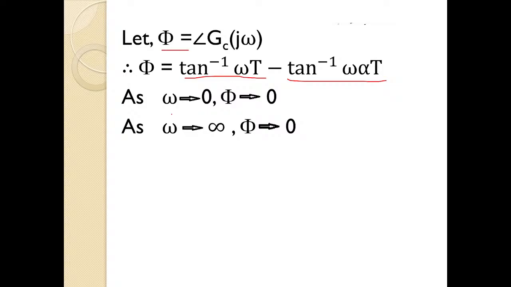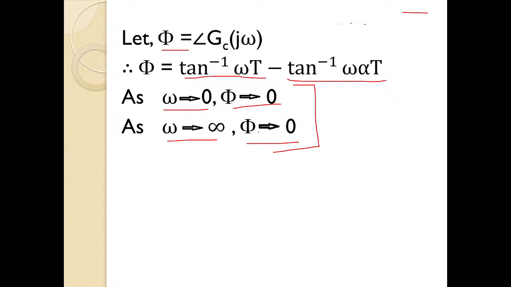Now just consider omega tends to 0. If omega tends to 0, substitute 0 in the above equation, you will get phi equal to 0, and substitute omega equal to infinity in the above equation, you will again get phi equal to 0. For omega tends to 0 and omega tends to infinity, phase is 0. Looking at these two cases, we can't say that phase angle increases, but if we substitute some other value in between 0 and infinity, we can see that the phase angle phi will increase.